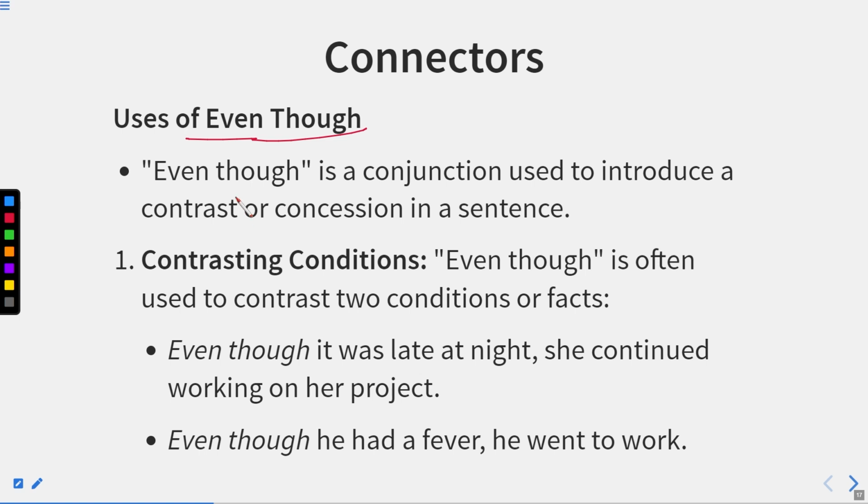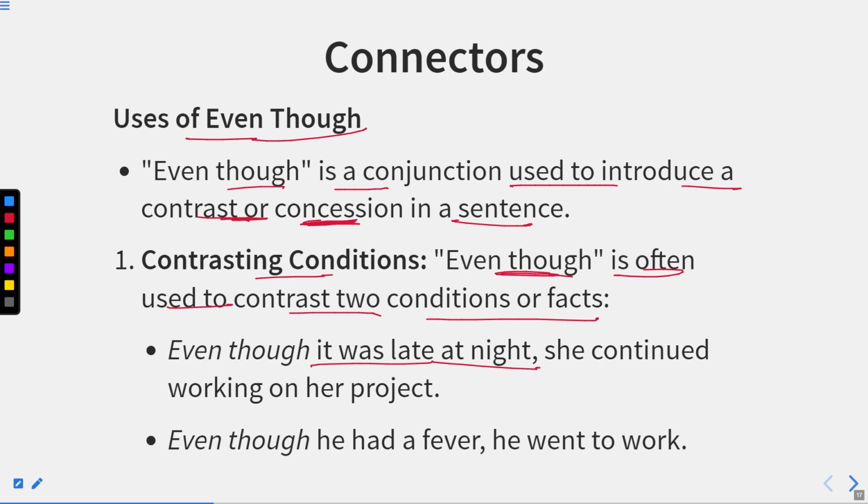Now, uses of even though. Even though is a conjunction used to introduce a contrast or concession. Concession, again, is when something happens and the other part that happens is just unexpected in a sentence. Contrasting conditions. Even though is often used as a contrast to conditions or facts. Even though it was late at night, she continued working on her project. Okay, so here we can see the contradiction.